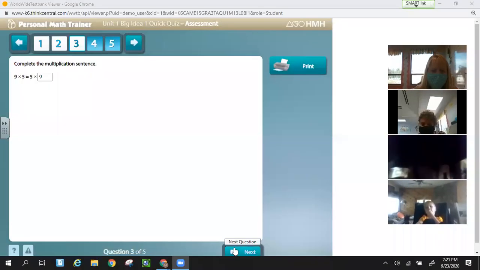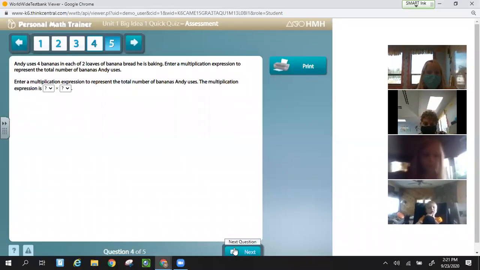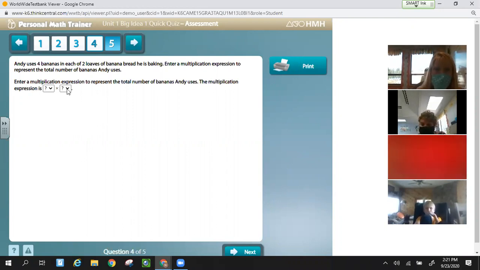Let's look at the next one. You should have seen a problem like this. This confused many of us. And I think it's not that you didn't know it. What's so confusing is how they made you put the answer in. It says Andy uses 4 bananas in each of 2 loaves of banana bread he is baking. Enter a multiplication expression to represent the total number of bananas Andy uses. So you guys, a multiplication expression is just an equation. It's just an equation. What times what?